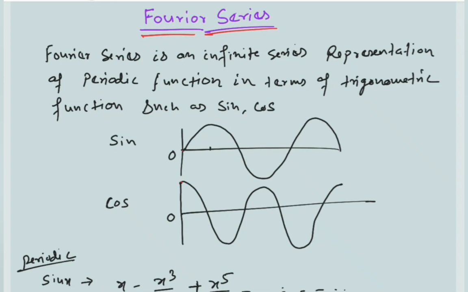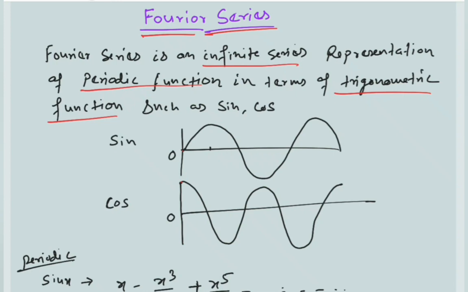So let us start. First of all, what is Fourier series? Fourier series is an infinite series representation of a periodic function in terms of trigonometric functions such as sine and cosine. So here two terms are important. One is periodic function and the other is trigonometric function. So what is a periodic function? A periodic function is a function which repeats its cycle after a certain interval of time.